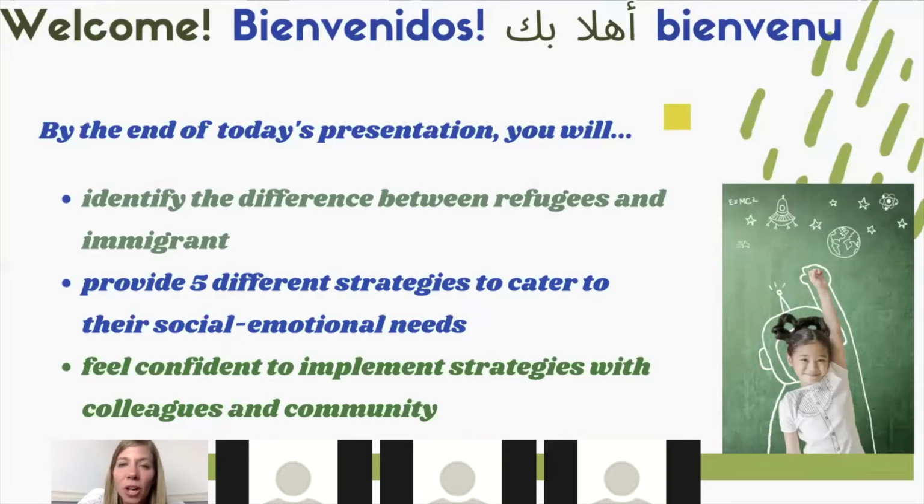Anybody else you guys want to share if you have refugee students, or maybe you don't and you're just kind of preparing, or you just want to hear how to use these strategies with your ELLs, who, you know, might be born in the US or born in your country that you're working with.